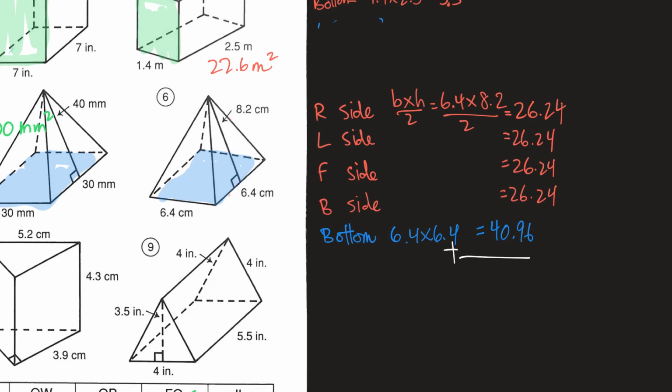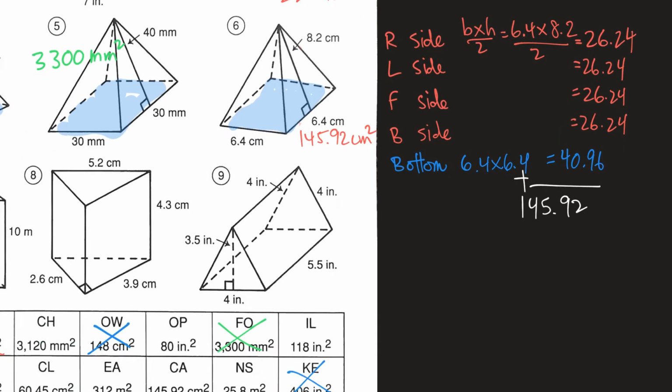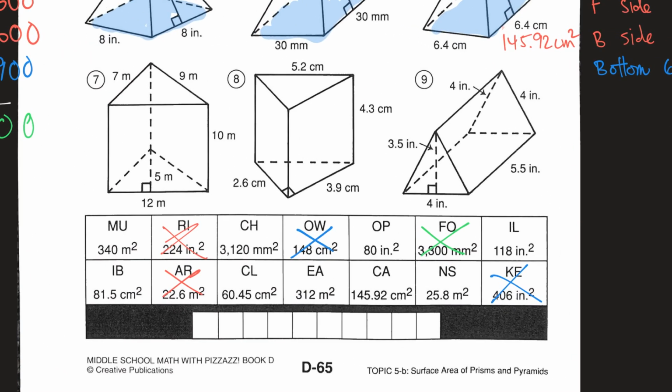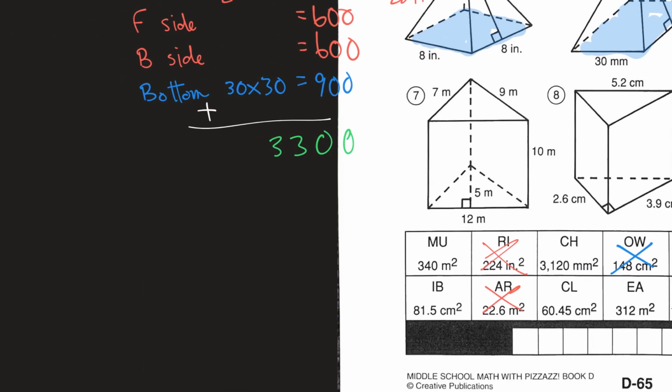And I think what I'm going to do this time, I'm going to do 26.24 times 4 is something, and then plus 40.96. And that entire sum now is 145.92, which is 145.92 square centimeters. Let's see if that's one of our answers here. Yes, it is. It's right here. Great.